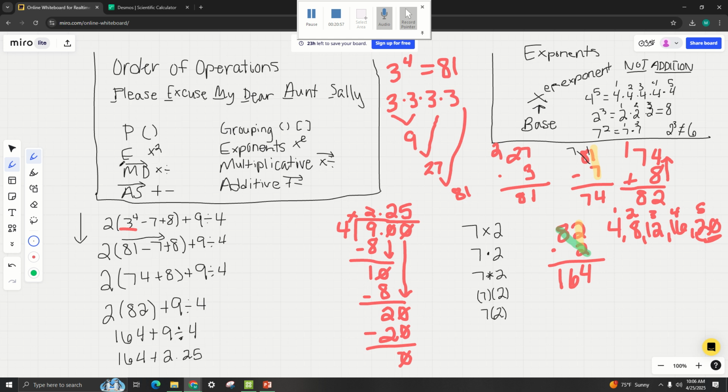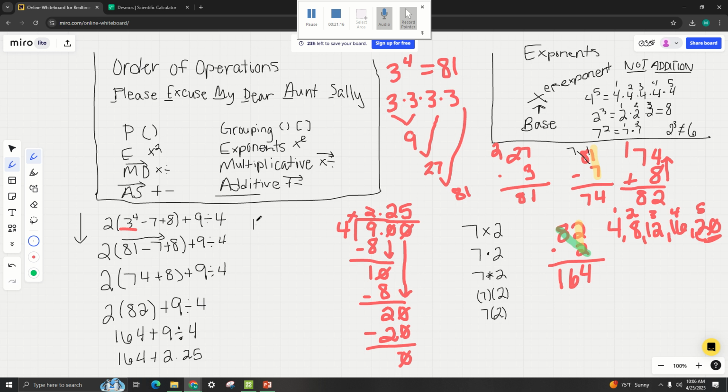And now I can go to my final step of PEMDAS or GEMMA. I'm going to look for any additive relationships, addition or subtraction, in the order they come in left to right. So I look, well, I only have one operation in here, and that's addition. So that's what I'm going to do. I'm going to do 164 plus 2.25.